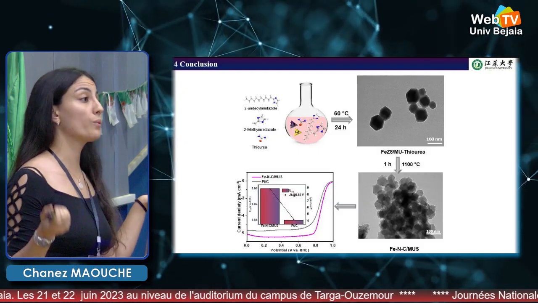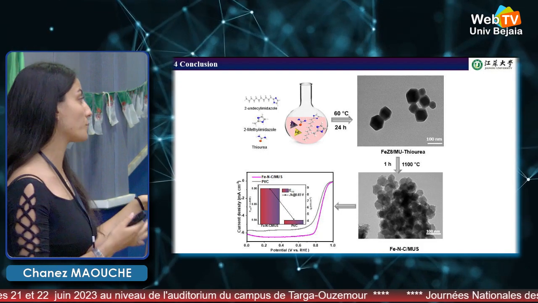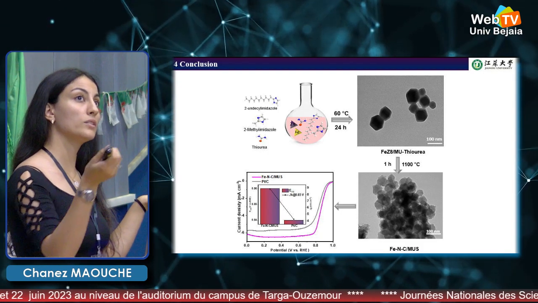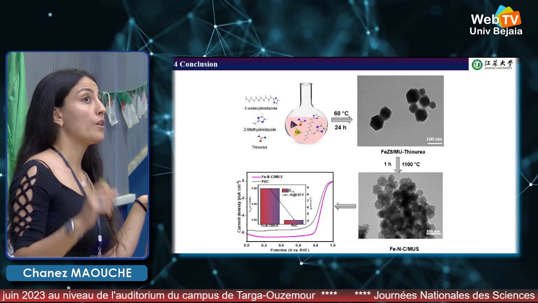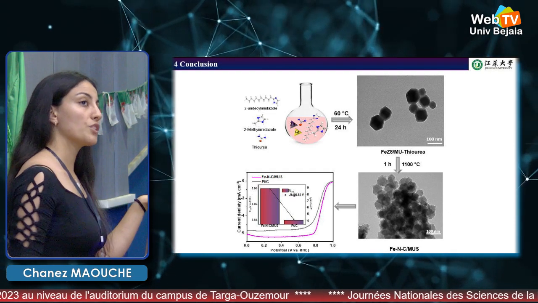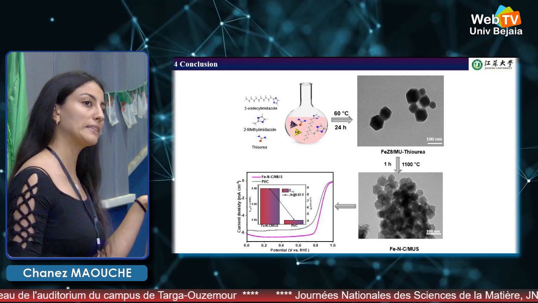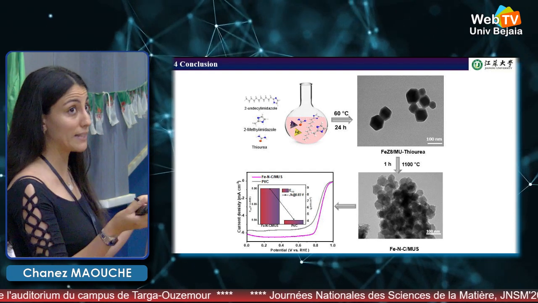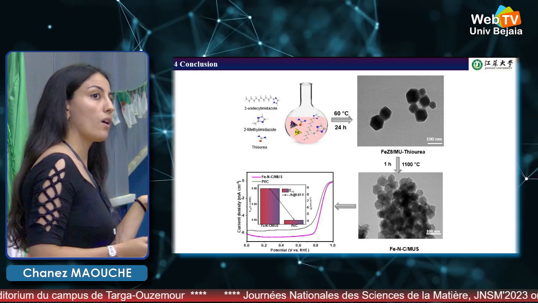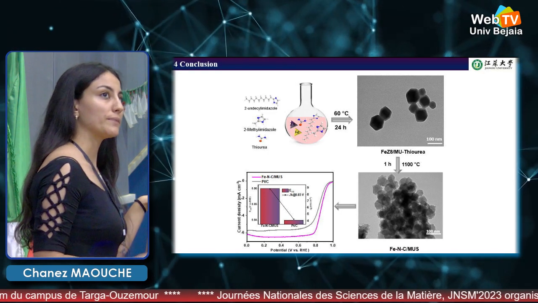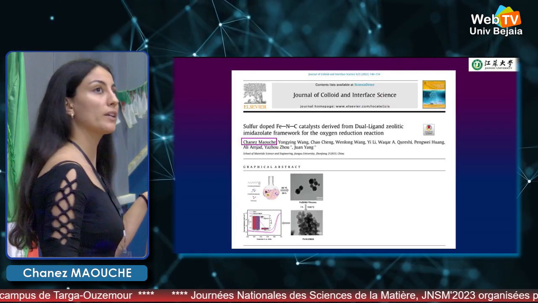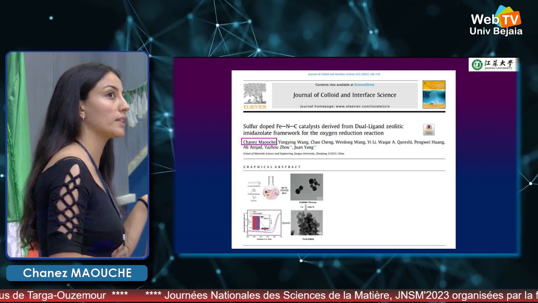So in conclusion, we were able to provide a simple method for the preparation of ZIF derived from dual ligand with the typical ZIF shape, and the resulting catalyst showed very impressive ORR activity, better than platinum, and as well longer durability. This work was published in the Journal of Colloid and Interface Science.